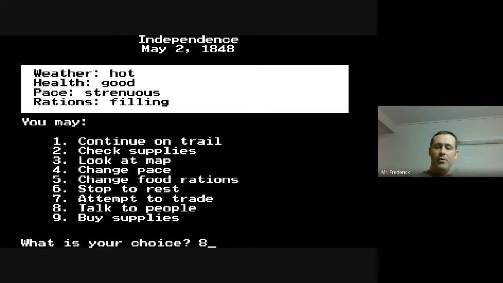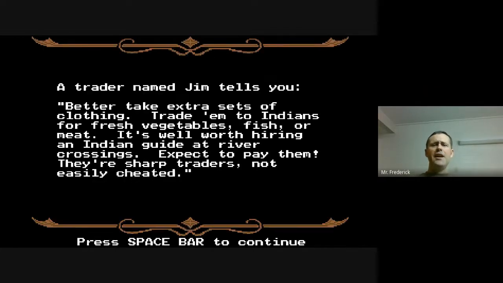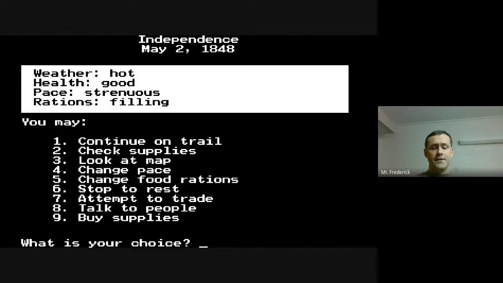Fine, let's talk to some people. Let's press 8. A trader named Jim tells you, better take extra sets of clothing. Trade them to Indians for fresh vegetables, fish, or meat. It's well worth hiring an Indian guide at river crossings. Expect to pay them. They're sharp traders, not easily cheated. That's good advice. All right, we've already bought supplies, so I'm not going to press 9.